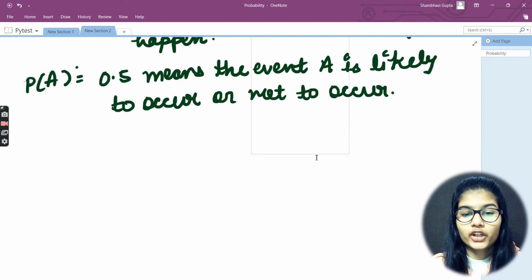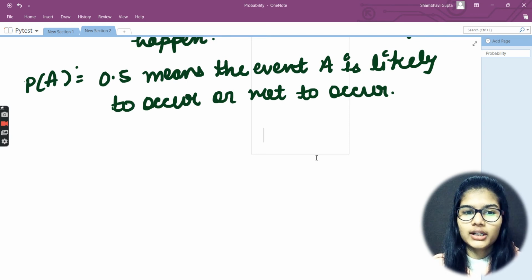If you flip one fair coin repeatedly, let's say from 20 to 2000 times, 2000 to 20,000 times, then the relative frequency of heads approaches 0.5. It means that when 0.5 is the probability, the respective event is likely to occur or not to occur. This is the case when you have the probability of any respective event as 0.5.